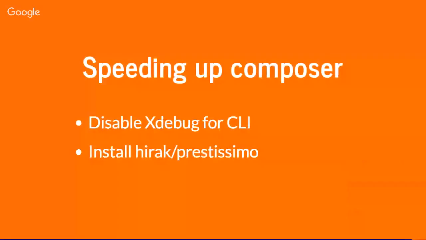How can you speed up the process a little? Make sure you disable Xdebug from the CLI while using Composer, and you can install the hirak/prestissimo package, which allows you, while running Composer, to trigger parallel downloads. By default it runs six parallel downloads, so you can download way faster than just downloading the packages one by one while using Composer.